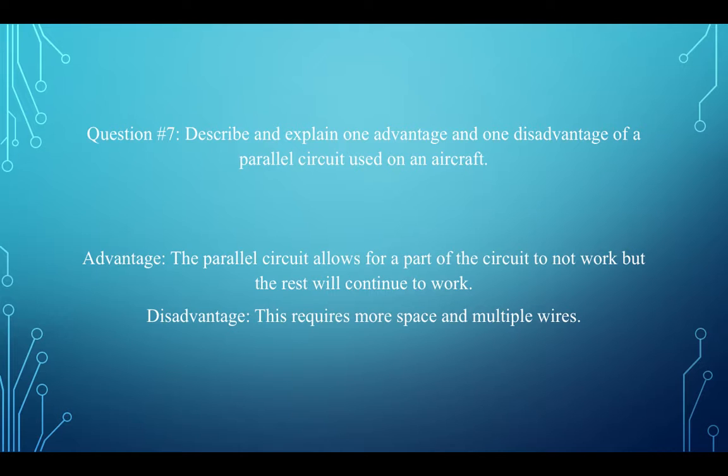Describe and explain one advantage and one disadvantage of a parallel circuit used on an aircraft. The parallel circuit allows for part of the circuit to not work, but the rest will continue to work. A disadvantage is that this requires more space and multiple wires.